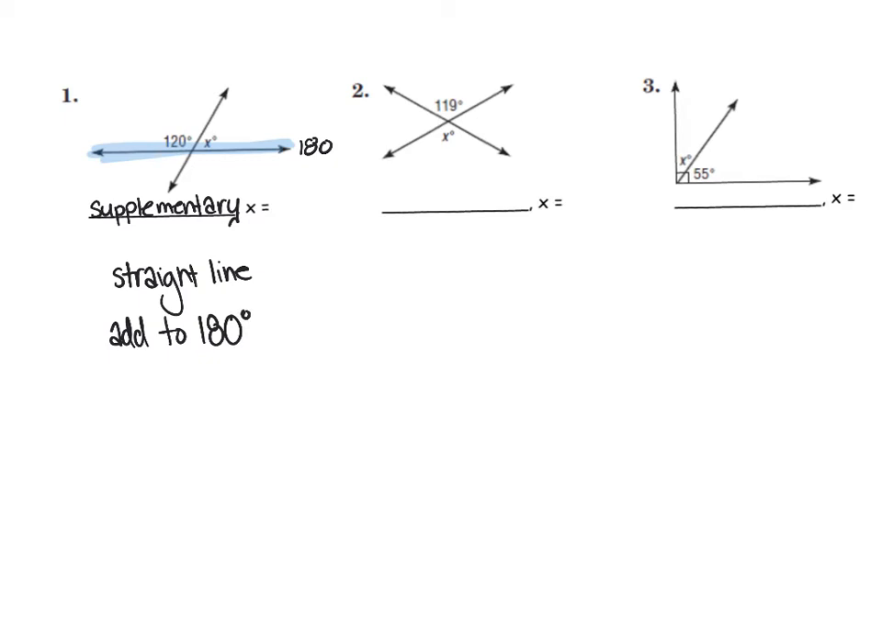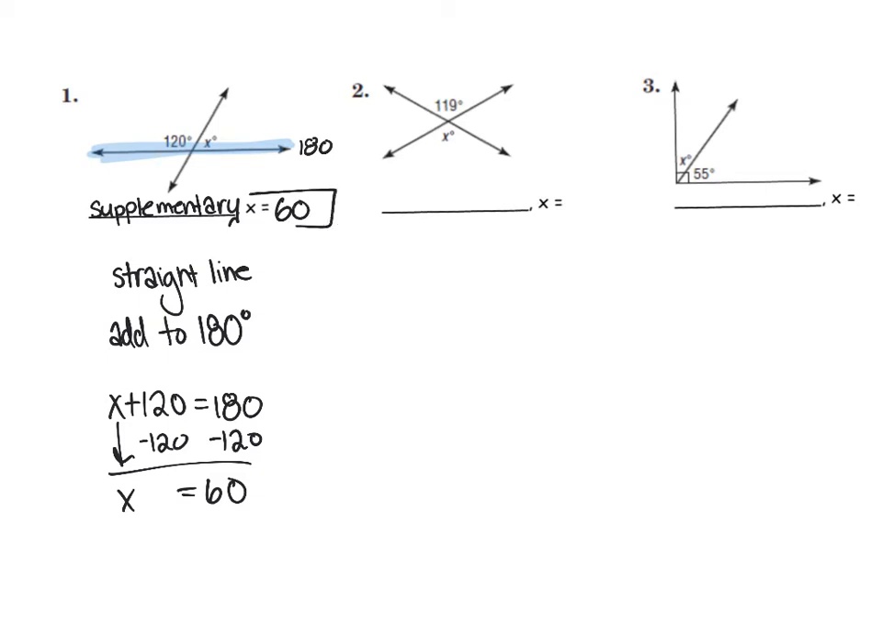So if I know that, I could write an equation here that x plus 120 equals 180, and then I could solve it just like I'm used to solving my equations, or you can use your brain space. That's completely up to you. So x would have to be 60 because 60 plus 120 gives me that 180. So again, that's supplementary. It's when they make a straight line and they add to 180 degrees. So let's move on to number two then.